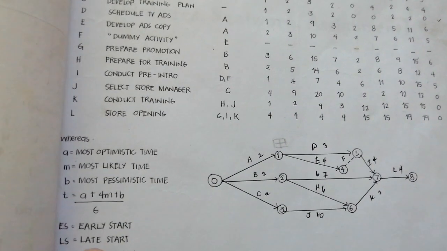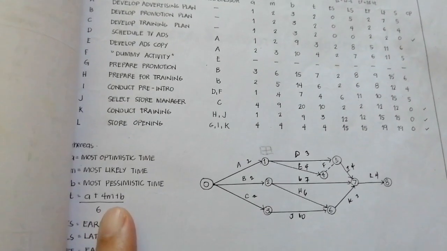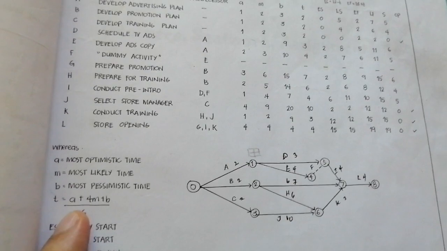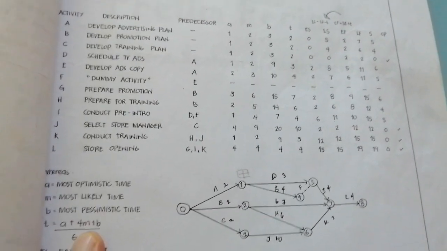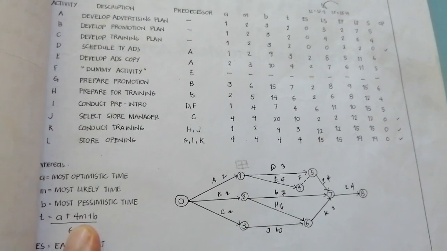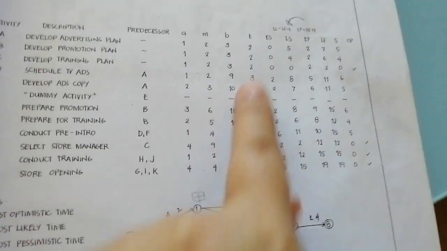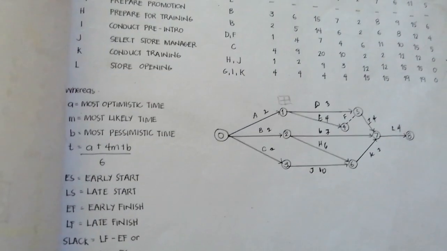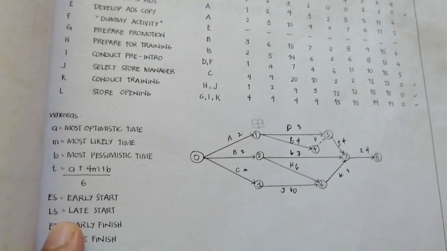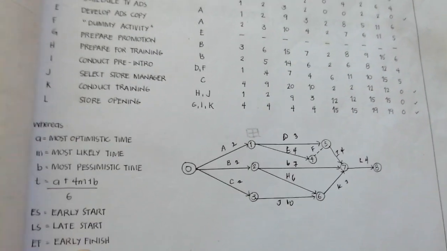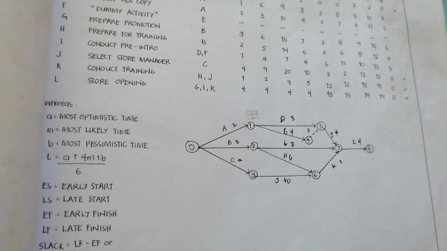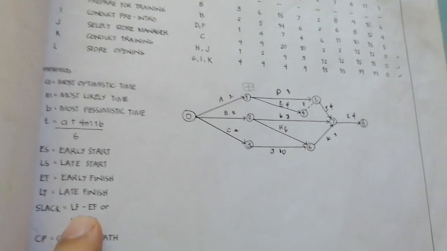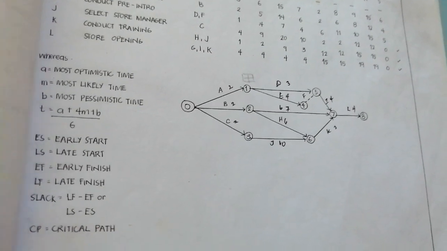And then, you need to compute for the time. T is the time, which is equal to A plus 4M plus B over 6. If you try to look at the formula, we give more importance on the M, which is the most likely time. 4 times siya. And then over 6. Tapos, up to here, again, are given. You need to compute for the T, which is yung formula nga ito. Okay. And then the early start, the late start, the early finish, and the late finish. And the slack, which is LF minus EF or LS minus ES. And then the critical path.